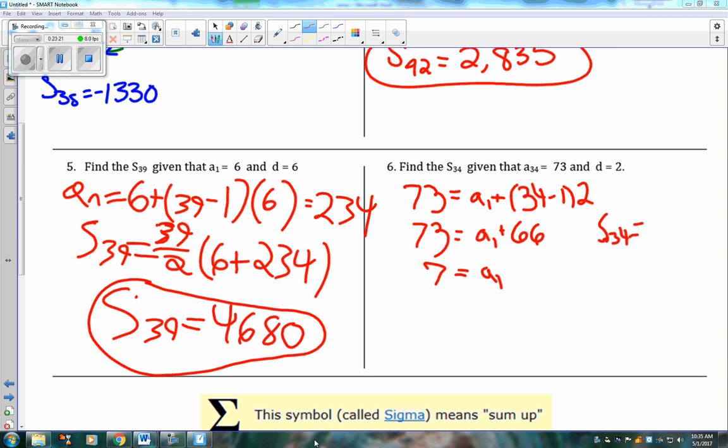So first off, he had to solve for a sub 1 because we were not given the first term. Once he found that a sub 1 is equal to 7, you plug all your numbers into the sum formula. So you get that the sum of 34 is equal to 7 plus 72, which is equal to 1,360. Good job, Josh.